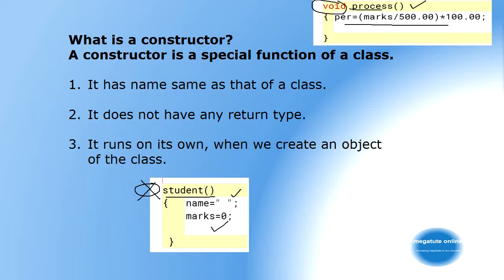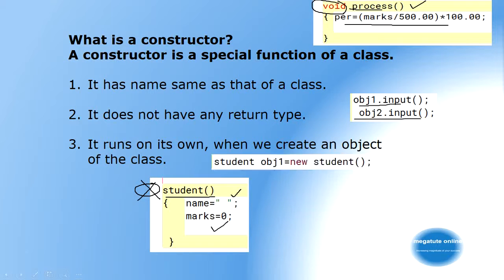Okay. Now you remember that when we used to call a function using an object, we used to call it like this: obj1.input, obj2.input, right? But for a constructor, when we create an object of a class, this we have discussed in the last video, here only the constructor runs on its own. If you observe, this is the constructor name itself, isn't that? This name is the same. So here only the constructor runs automatically.